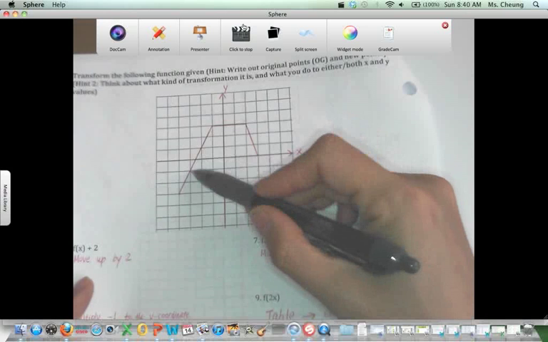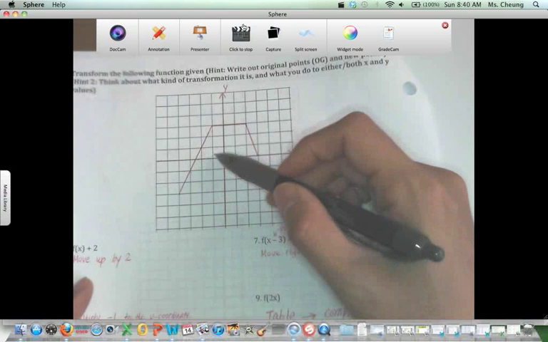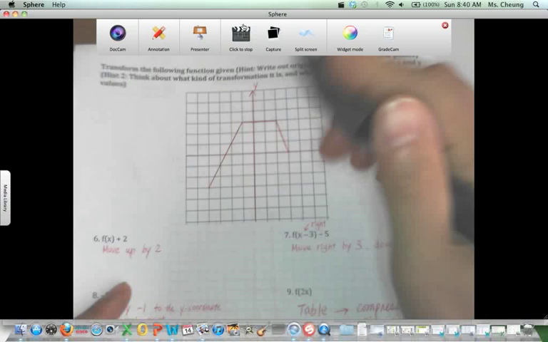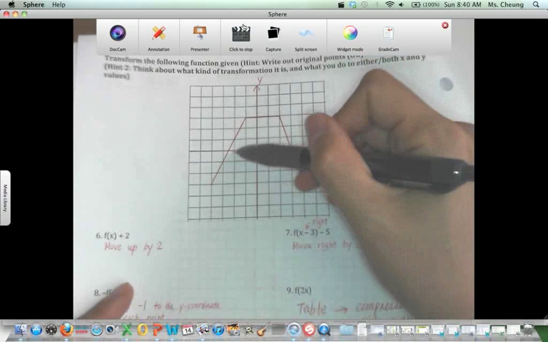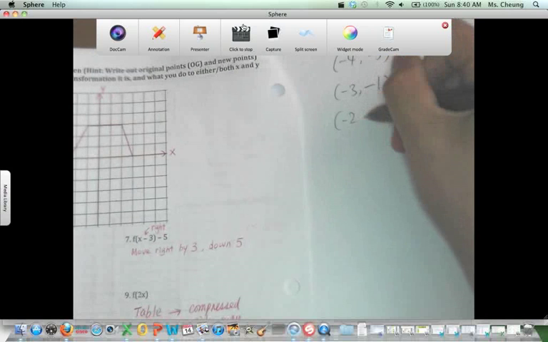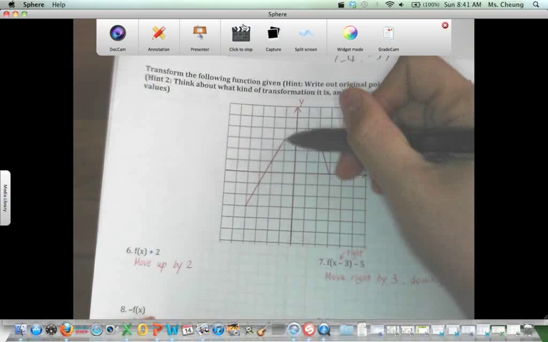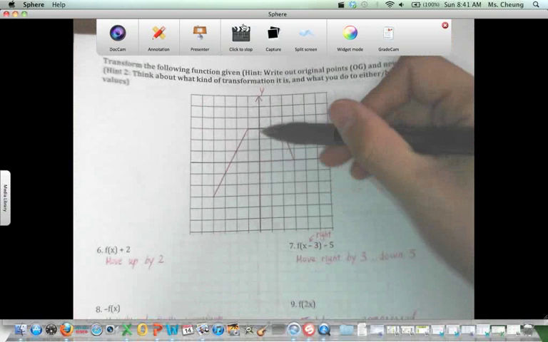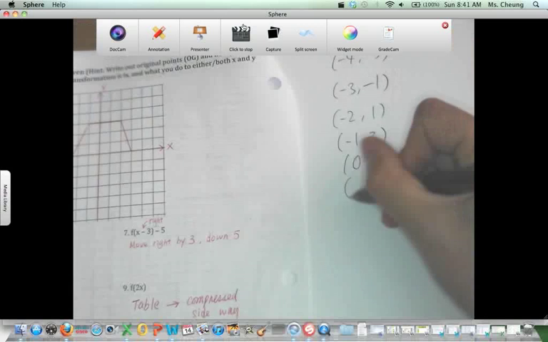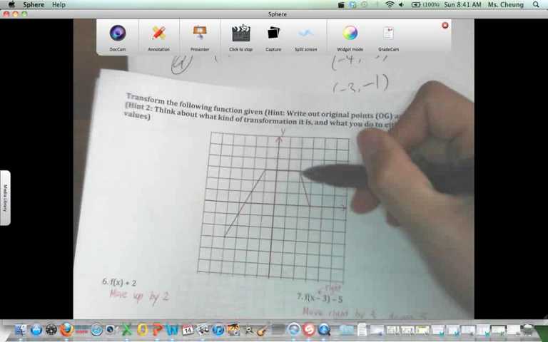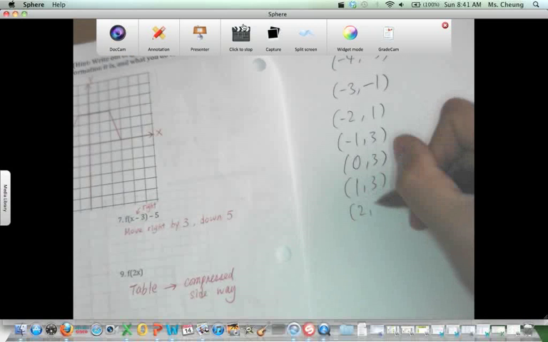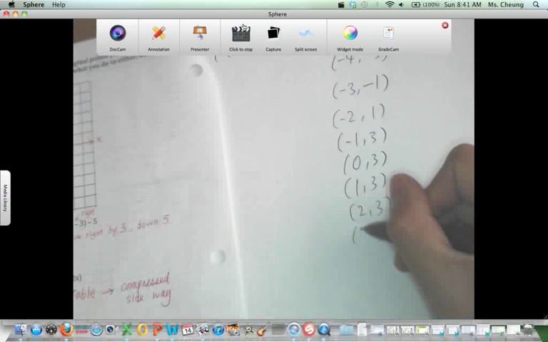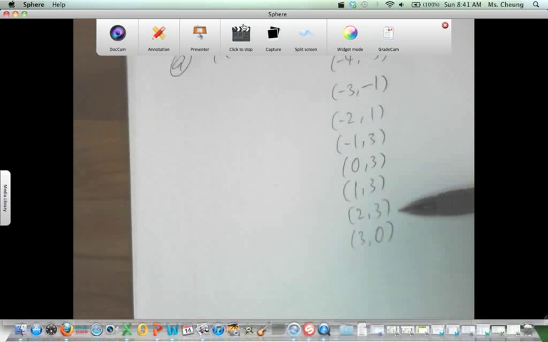The next one will be -3, -1. Then -2, +1. And -1, 3. Then 0, 3. This point, 1, 3. Then 2, 3. And 3, 0. So these are the original points.